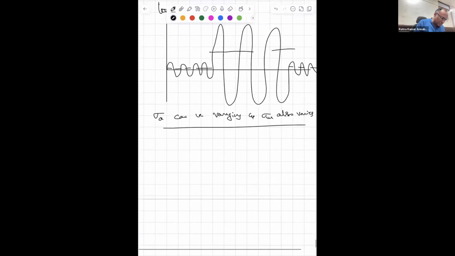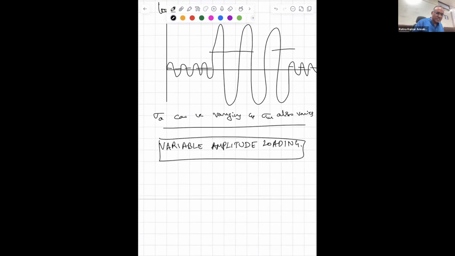So far we have looked at constant amplitude loading. What happens if we have a variable amplitude loading? That is something that we will learn in tomorrow's class. Okay? Is that clear? Is it Miner's rule, sir? Actually, yes, Miner's rule. We will talk about the Palmgren-Miner rule.